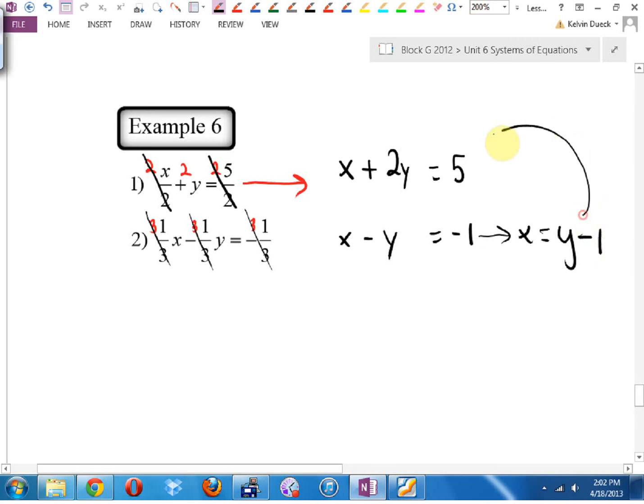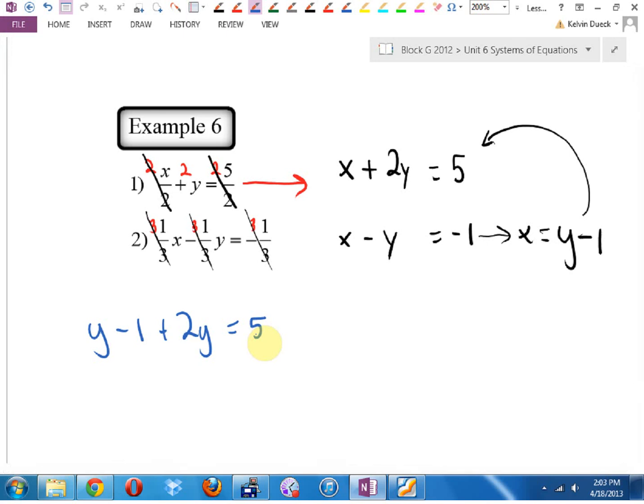And we're going to put it into there. So my new equation is going to be y minus 1 plus 2y equals 5. And I don't need to worry about brackets because there was a single solitary x up there, so no coefficient, so no need for brackets. Like terms, 3y minus 1. Stop. Write this down, then put your pencils down.